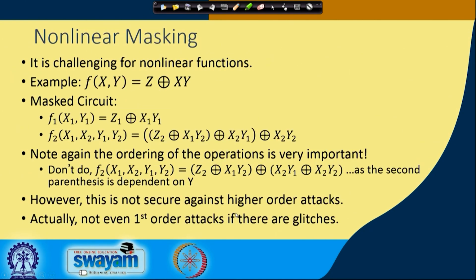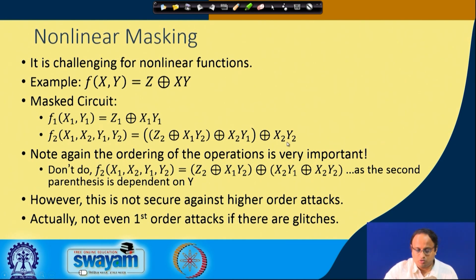But when you apply the process for a nonlinear transformation, the process is much more complex. For example, when I want to compute z equals x AND y, which as we know is a nonlinear computation, one way of potentially masking this is as shown here. I basically compute z1 as the XOR of x1 y1, and in the other share I calculate z2 as x1 y2 XOR x2 y1 XOR x2 y2.